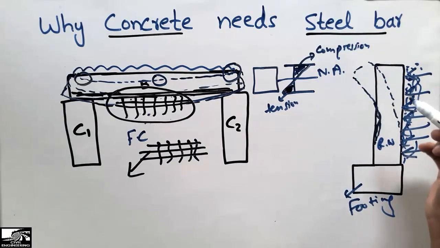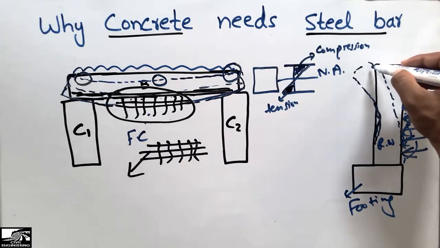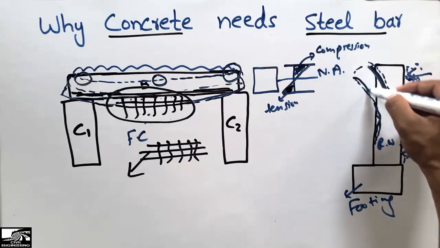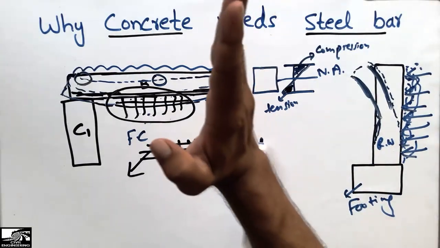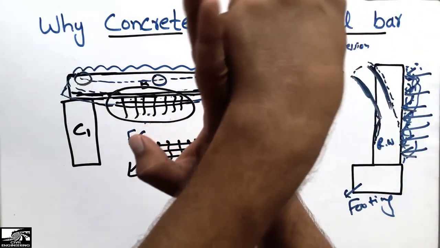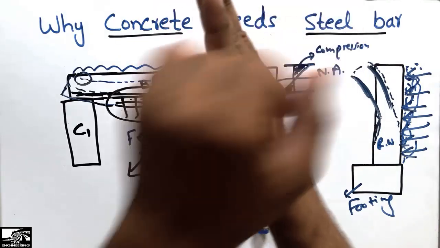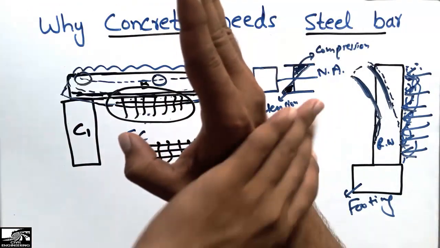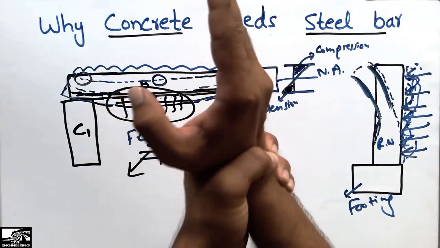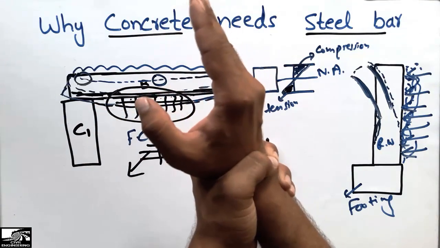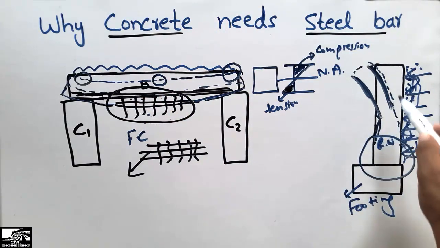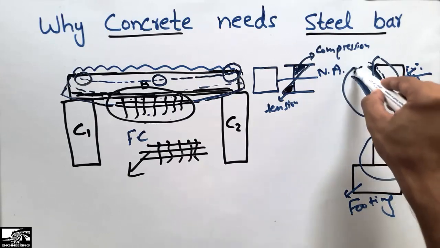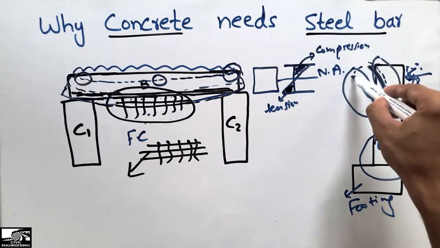This portion will be in compression, and this portion will be in tension because of the load acting on it. If I consider my hand, if this is the load acting, this portion will be in compression while the bottom portion will be in tension. The portion below is not going to bend, because the footing provides resistance to the bottom portion. Only this portion will bend. So the compressive stress is here and the tensile stress is here.